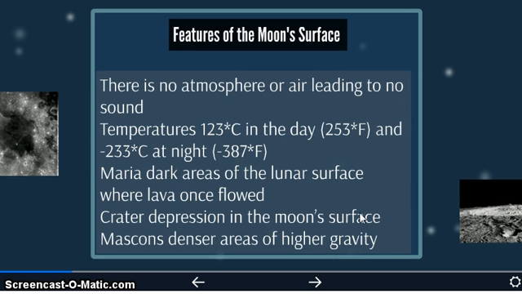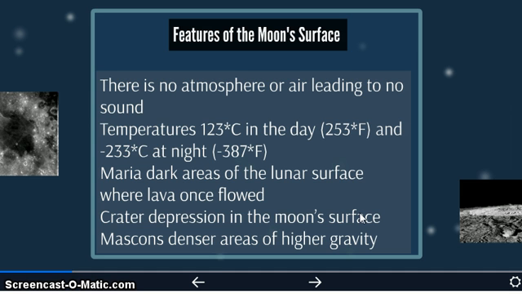Some features of the moon's surface. There's no atmosphere or air, so there's no sound on the moon. The temperature of the moon in the daytime in Fahrenheit would be 253 degrees, and then at night in the shade it would get down to negative 387 degrees. So wild swings. Because there's no atmosphere, there's no blanket to hold in the heat from the planet. So during the day, no protection from the sun, and at night, nothing to keep that heat close to the surface.